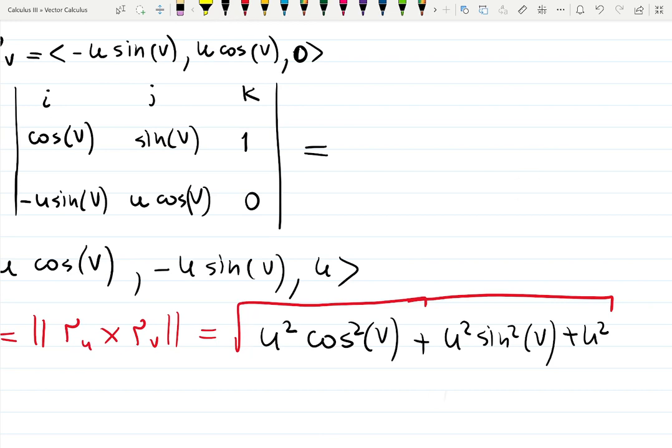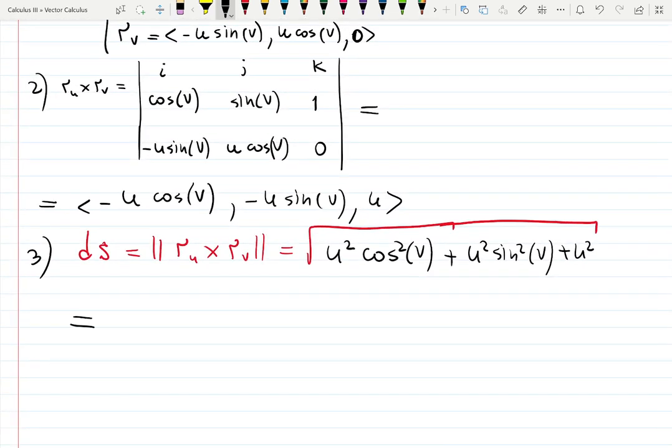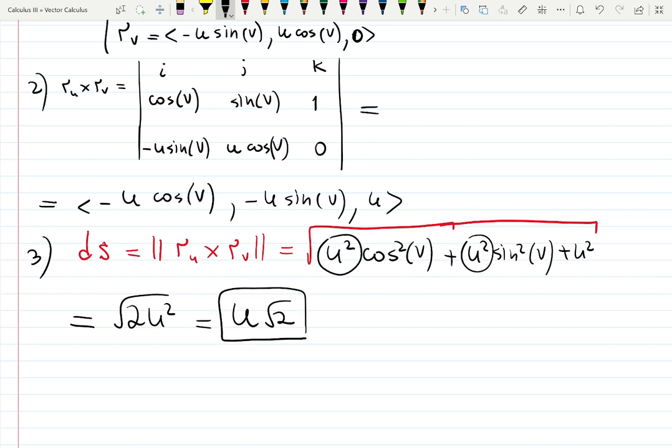No need for the parentheses here. u squared plus u squared plus u squared. No, u squared plus u squared. You factor out this one. It gives you 2u squared, so it's the square root of 2u squared, or u square root of 2. That is the size of the cross product of those two vectors we just had. The magnitude, remember? And that gives you ds.